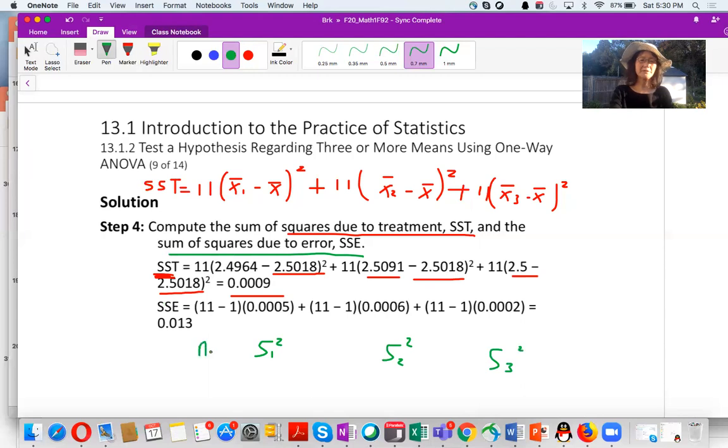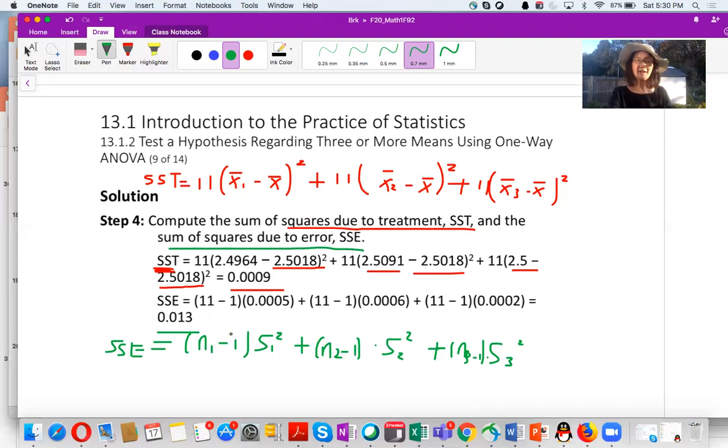You use sample 1 size minus 1 times sample 1 variance, plus sample 2 size minus 1 times sample 2 variance, plus sample 3 size N3 minus 1 times sample 3 variance. You add them together, that is the sum of squares due to error. And the result for this example is 0.013.